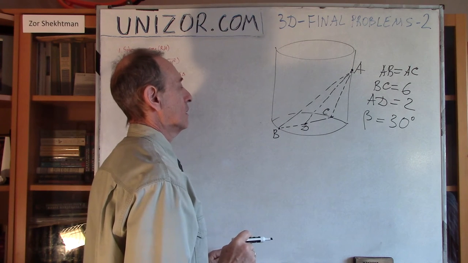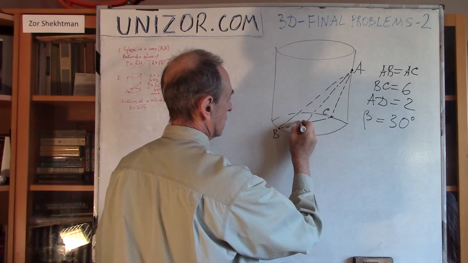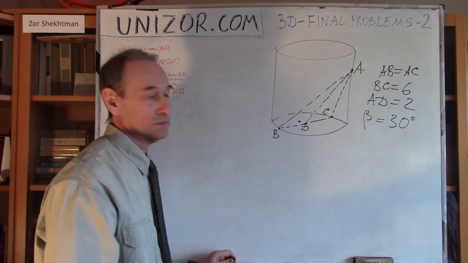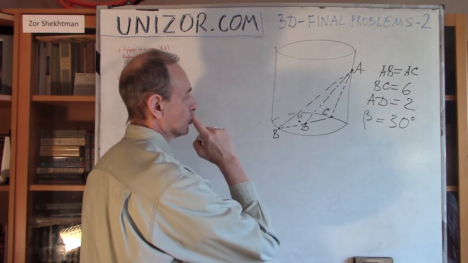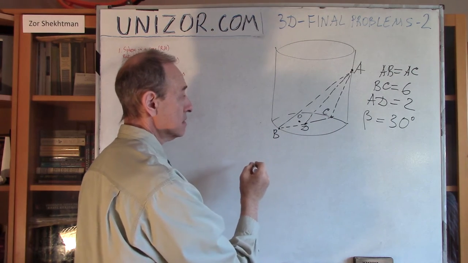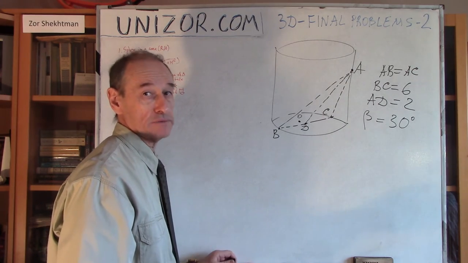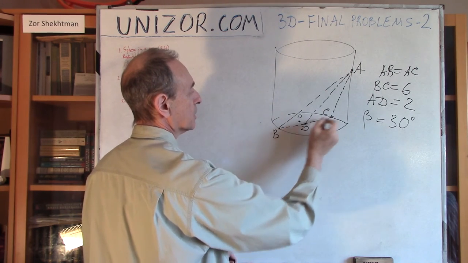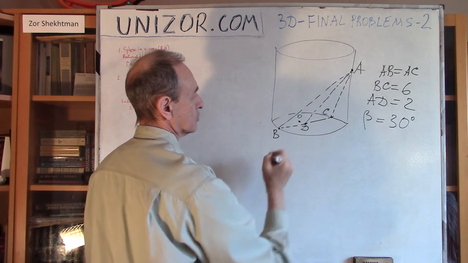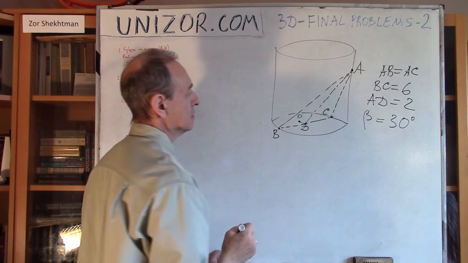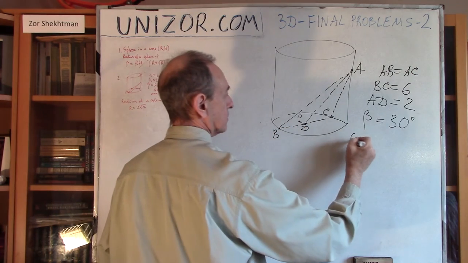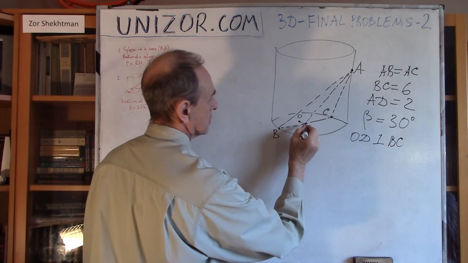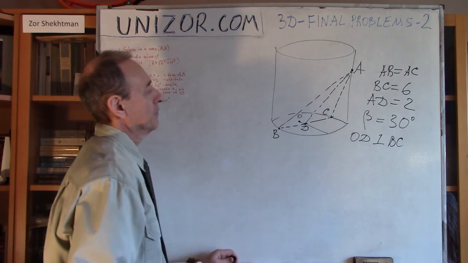Okay. Now, here is the center of the cylinder. Now, the base is a circle, right? So, if from the center I drop a perpendicular to the chord BC, it will divide this chord in half, right? So, D is, since this is an isosceles triangle, also the middle of BC, since AD is perpendicular to BC. So this OD is perpendicular to BC, right? Now, let's continue it further. Let's call it E.